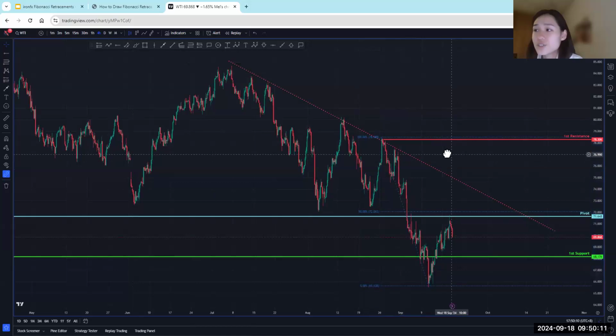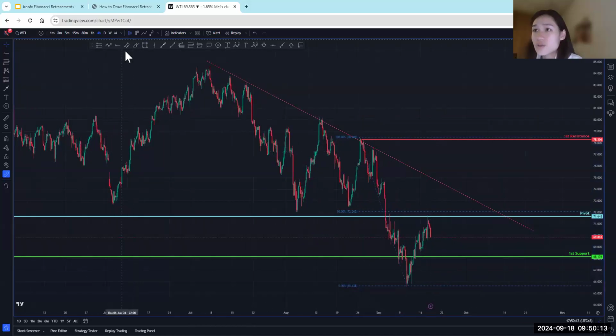Again, this is a retracement. So the trend line that I drew starting from this top to the bottom, and I'm looking at where prices reversed off of. So you can see price reversing off this level, and that's in line with the 50%.